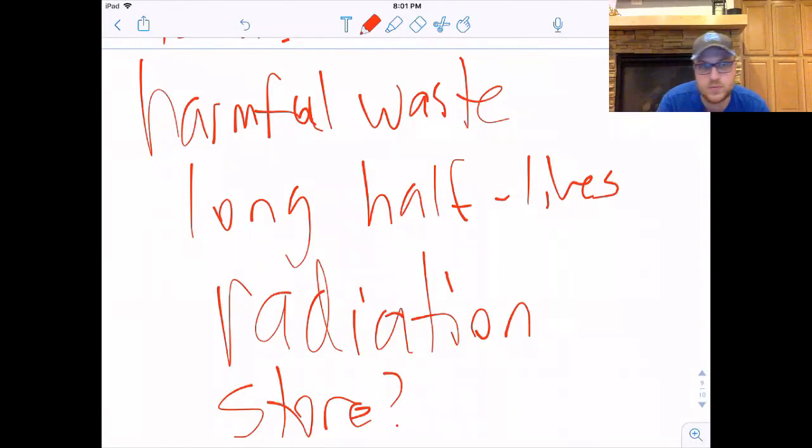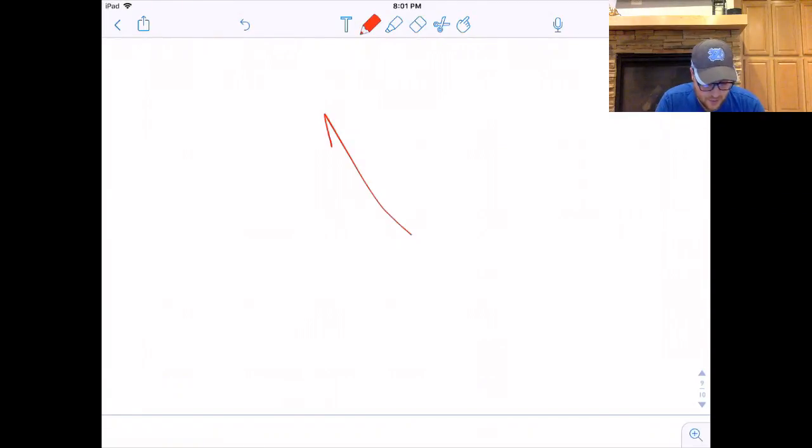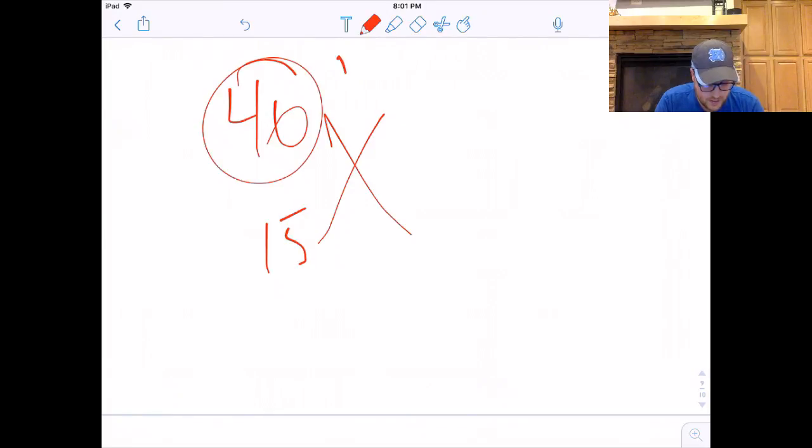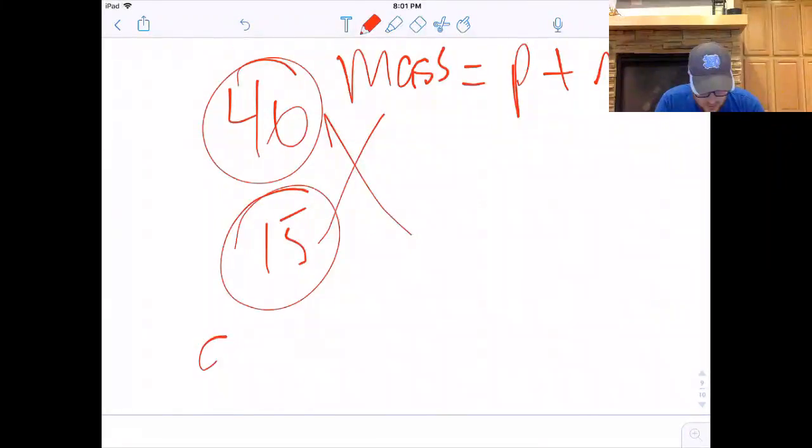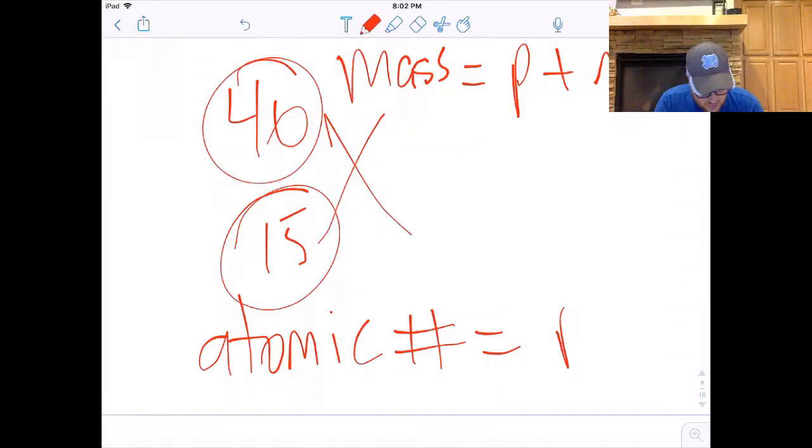Aside from that, don't forget, if you're given any element, this 40 is the mass, which is the protons plus the neutrons, and that 15 is the atomic number, which is just protons. So if you do 40 minus 15, your neutrons would be 25. Because if that's 15, 15 plus 25 is 40.